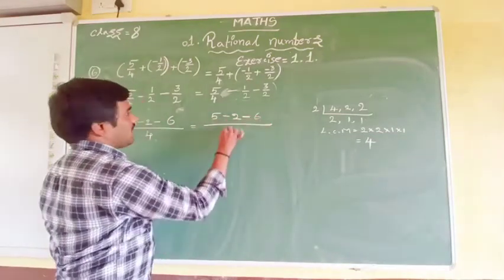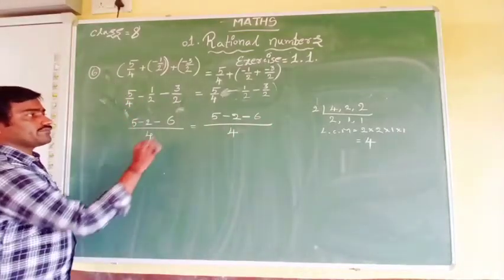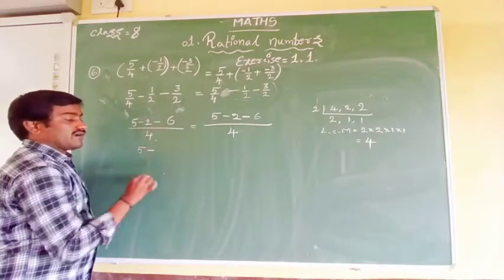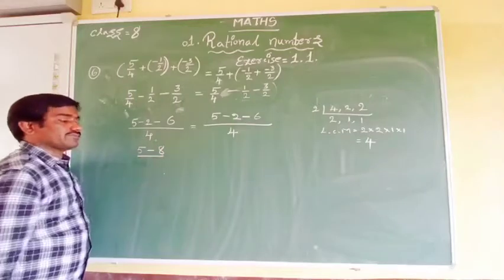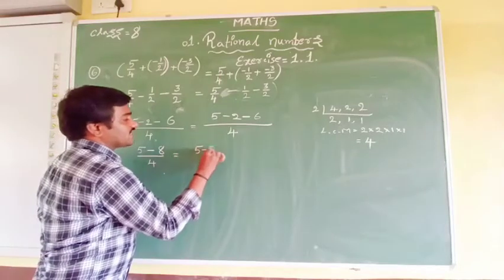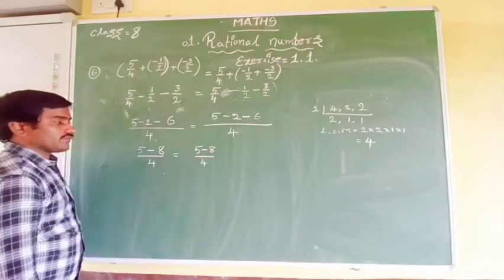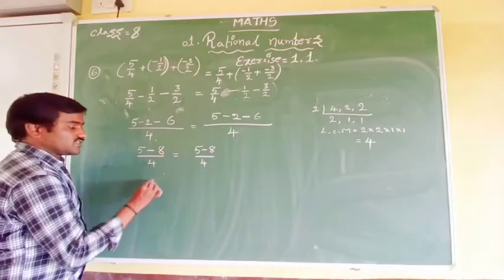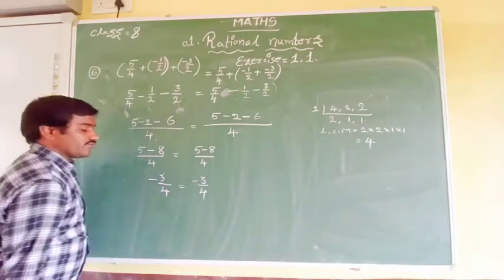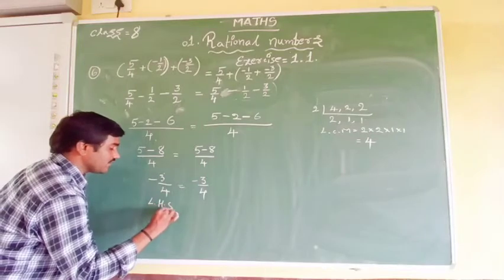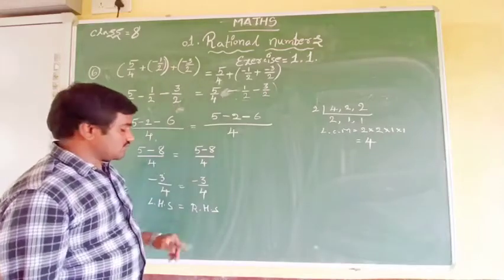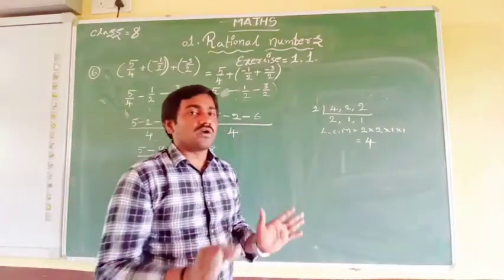here 6 by 4. Let us simplify that. Here 5 minus 2 minus 6. The sum of two negative numbers is also a negative number. 5 minus 8 by 4. 5 minus 8 is what? Minus 3 by 4. Here also we get minus 3 by 4. As LHS is equal to RHS, left hand side answer is equal to right hand side answer. That means both sides you got the same answer.